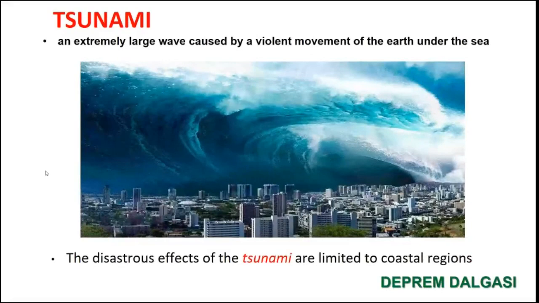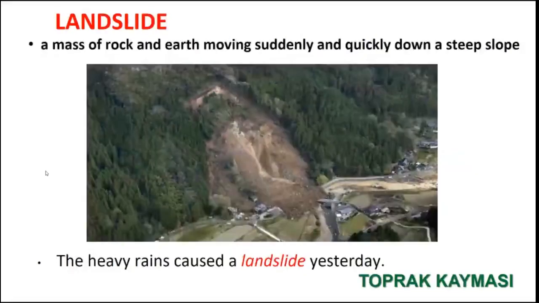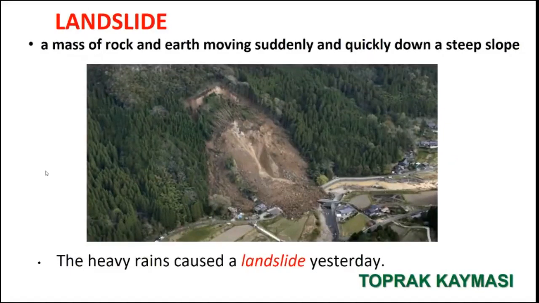Tsunami. An extremely large wave caused by a violent movement of the earth under the sea. The example is, the disastrous effects of the tsunami are limited to coastal regions. Landslide. A mass of rock and earth moving suddenly and quickly down a steep slope. The example is, the heavy rains caused a landslide yesterday.